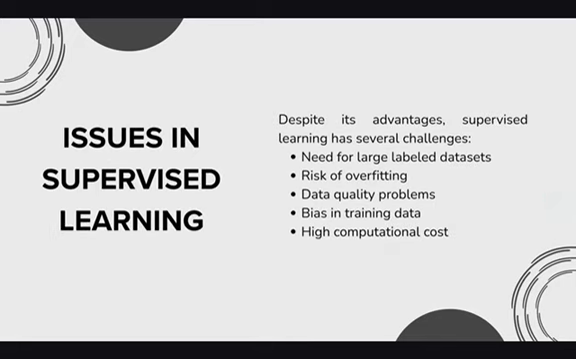The next thing we are moving on to is issues in supervised learning, which are generally overfitting and underfitting. Despite its advantages, supervised learning faces several challenges. One major issue is that it requires large amounts of labeled data, which can be expensive and time consuming to collect. Another problem is overfitting, where the model learns the training data too well, but fails to generalize to new data. Data bias, noisy data, and computational costs are also important issues that can affect the model.